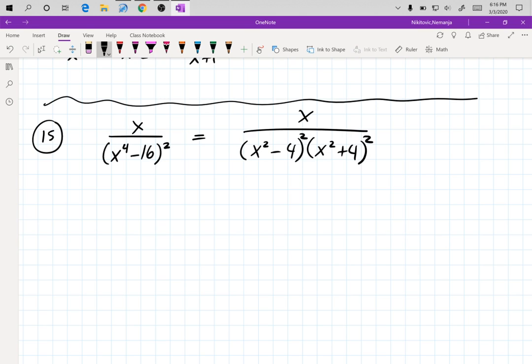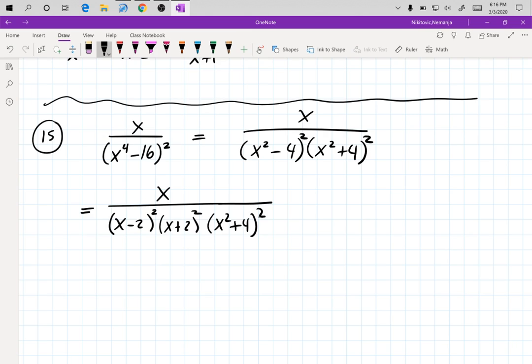Good. But then this one can break further. So we're going to have x over x minus 2 and x plus 2, and each one is squared. And now we have this quadratic that we cannot break any further. There it is.